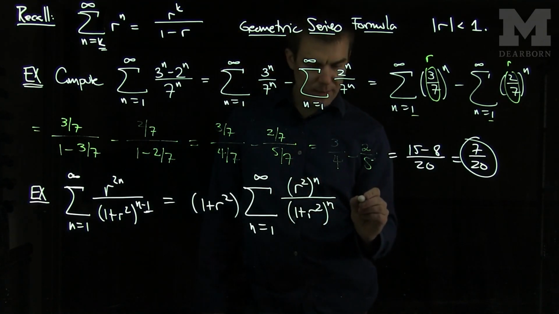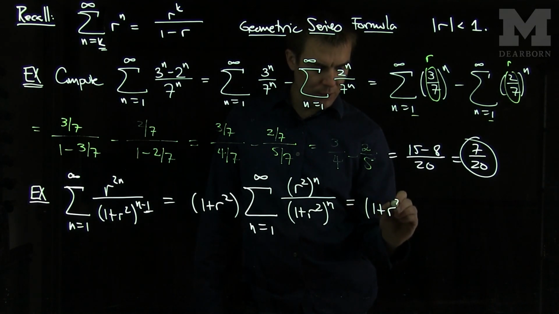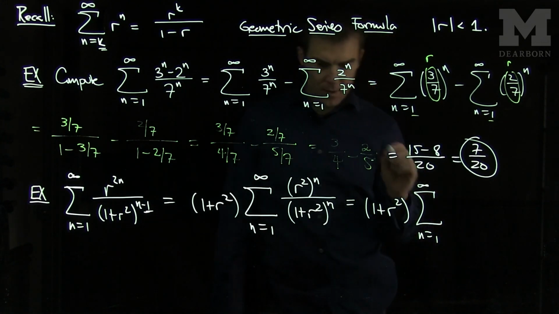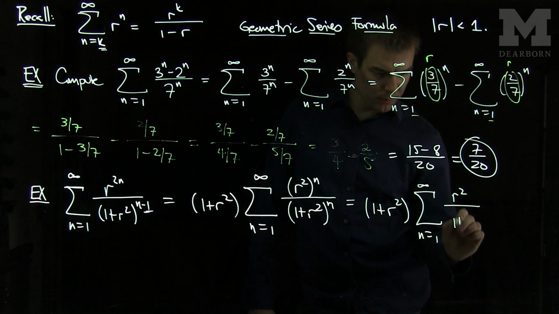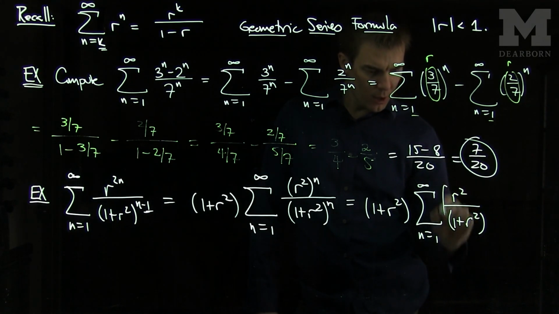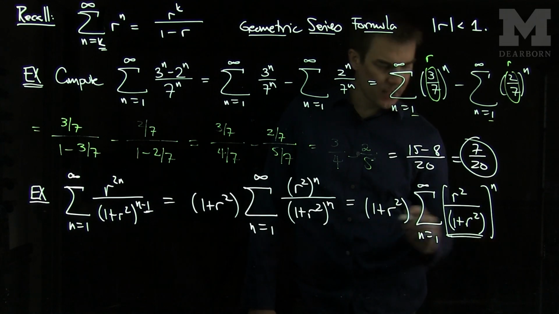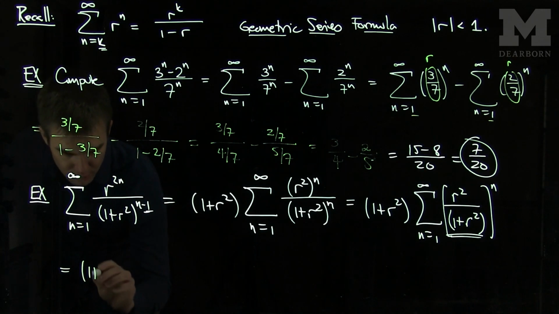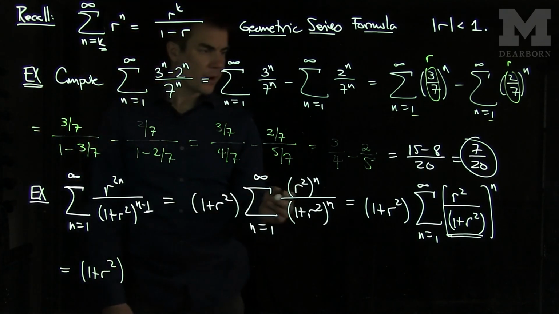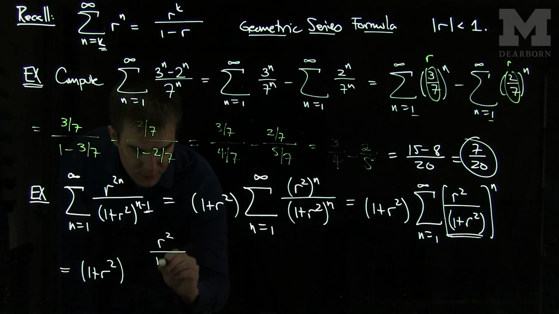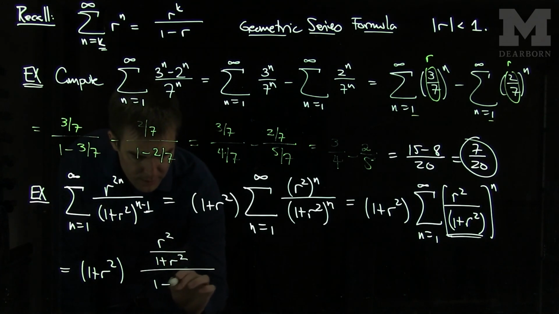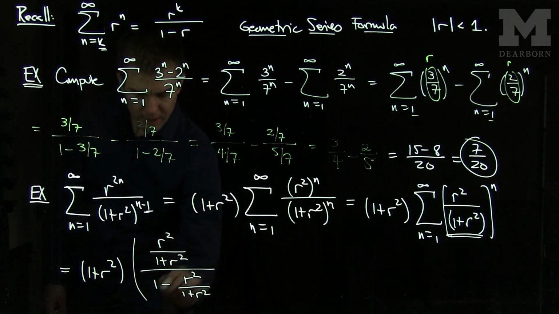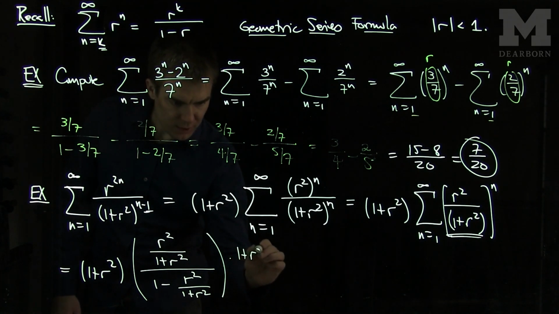And so we see that everything is raised to the power n in this summation, so we have 1 plus r squared times the sum from 1 to infinity of (r squared over 1 plus r squared) all raised to the power n. So now this is my common ratio, r. We can use our geometric sum formula, and this becomes 1 plus r squared times r squared over 1 plus r squared over 1 minus r squared over 1 plus r squared. To simplify a little bit, we can multiply the top and bottom by 1 plus r squared.